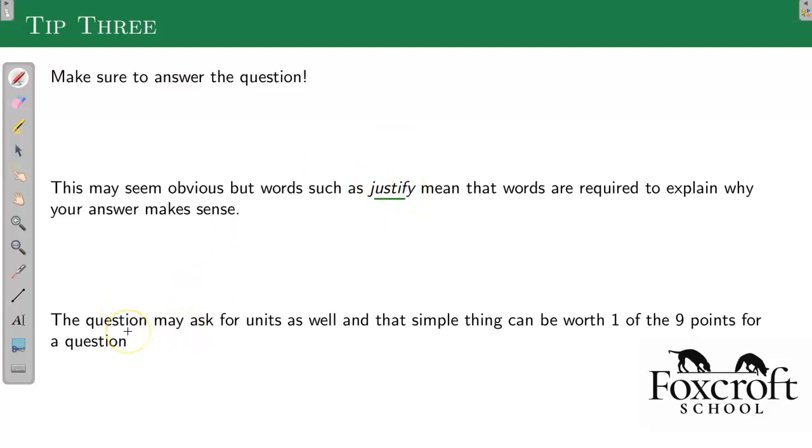Also, a lot of times if it's a contextual question, they'll ask you to include the units. Oftentimes getting the units right is worth 1 of the 9 points. So it's almost a free point because getting units right is not the hardest thing. We know how units work from the original function to the derivative. All right, so you should be able to get the units right and get that almost free 1 point.